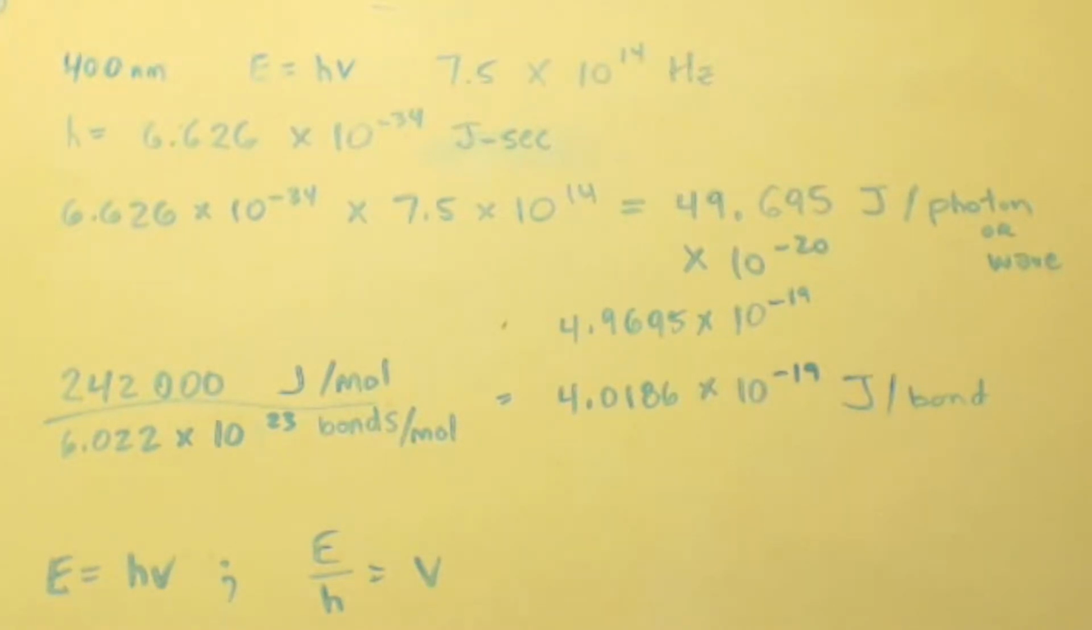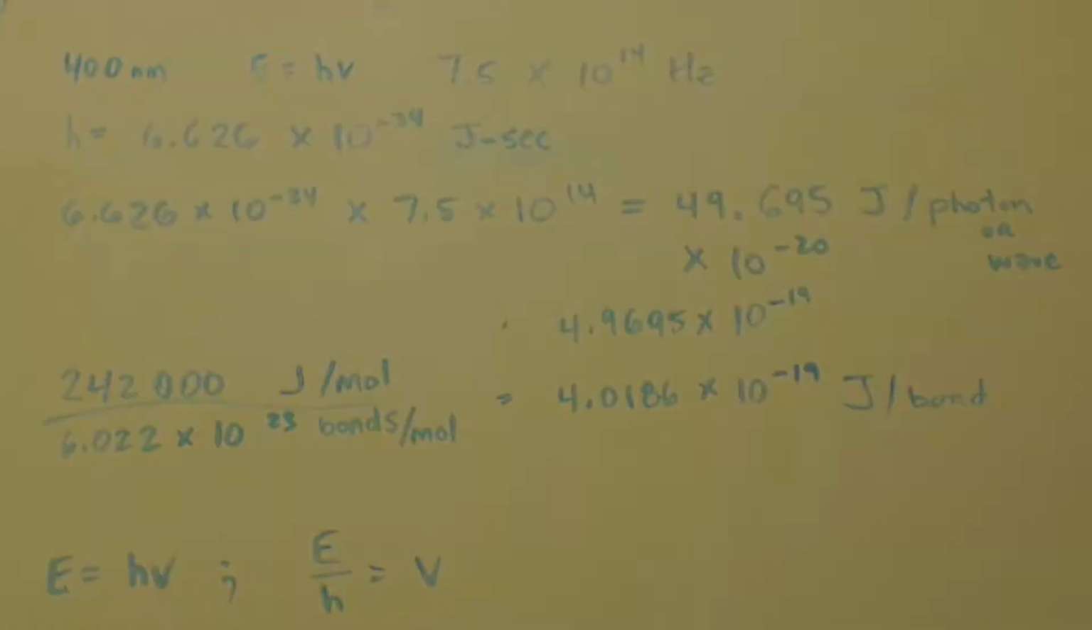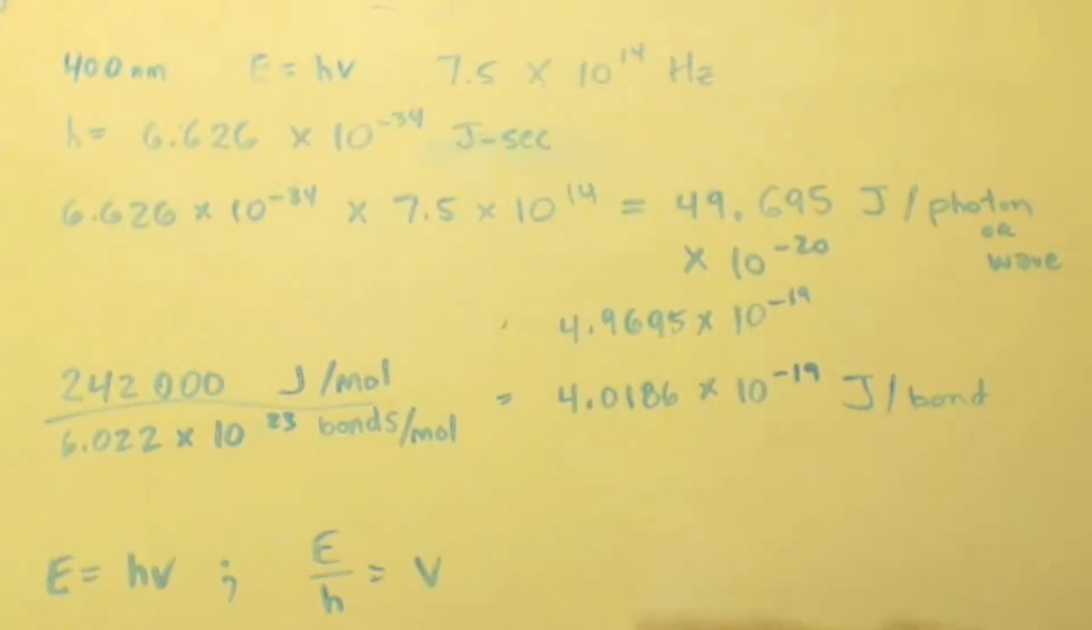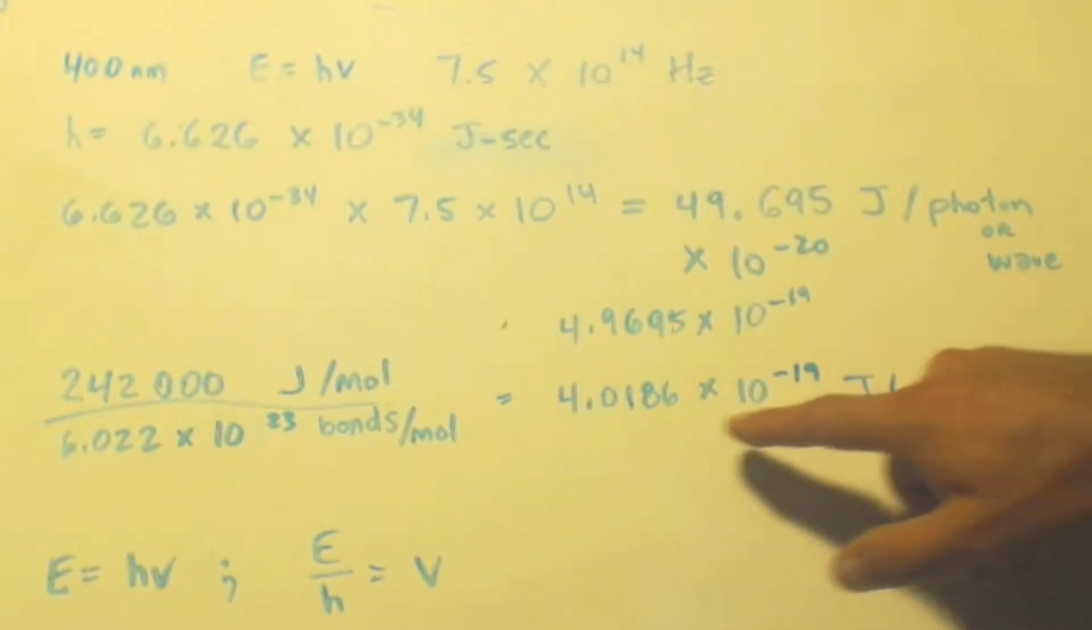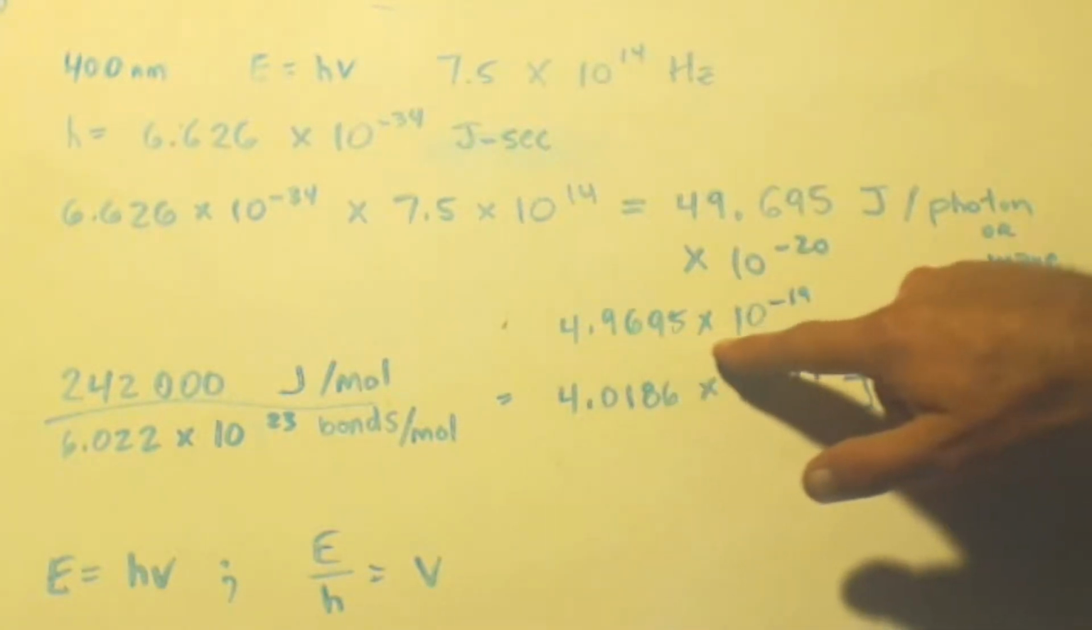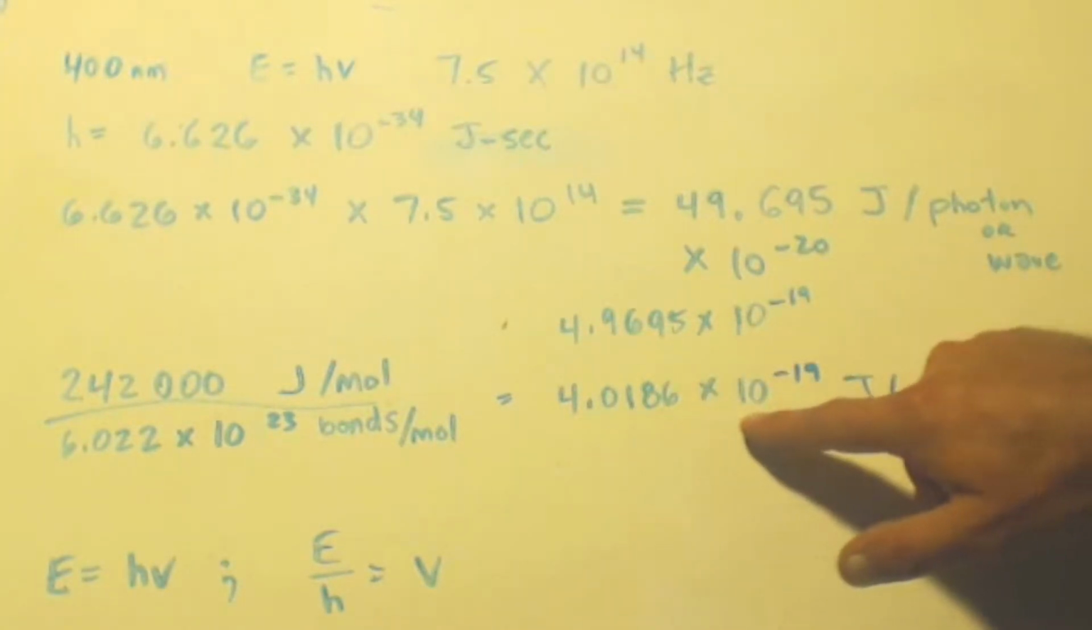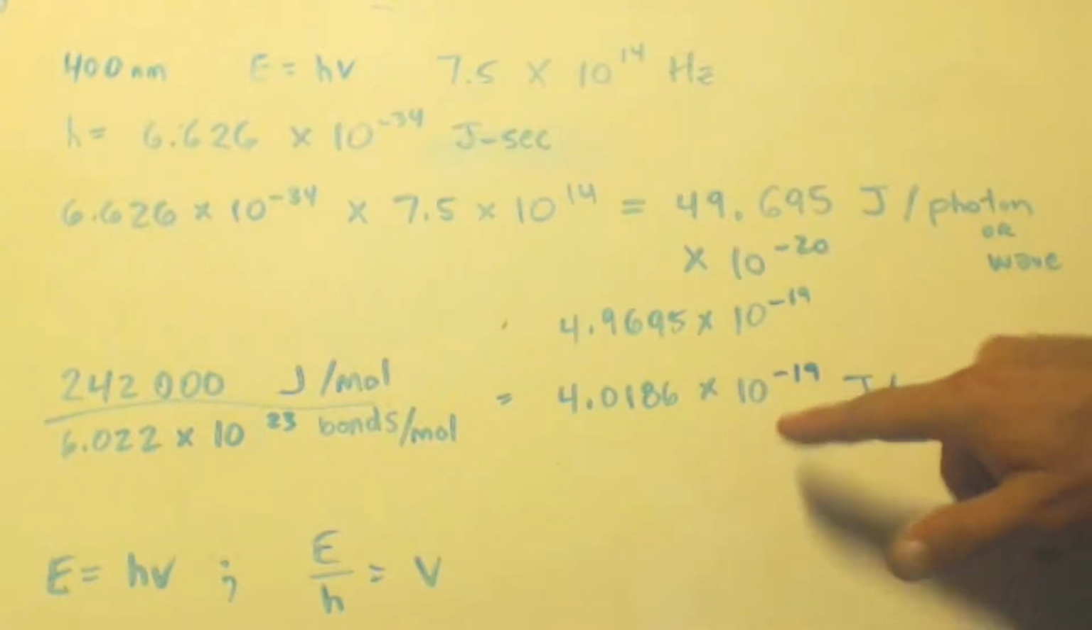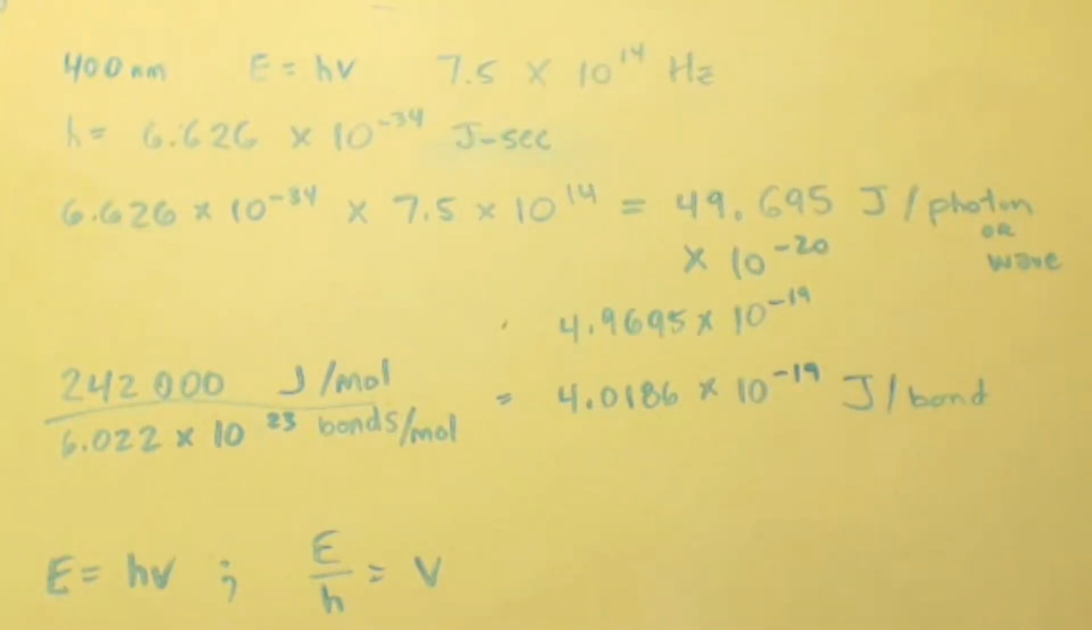So obviously it can break a chlorine-chlorine bond. So 400 nanometers is great so far, right? I wanted to see exactly what nanometers corresponds to this energy. This energy is 400 nanometers. How much energy is this? What wavelength produces this exact amount of energy?